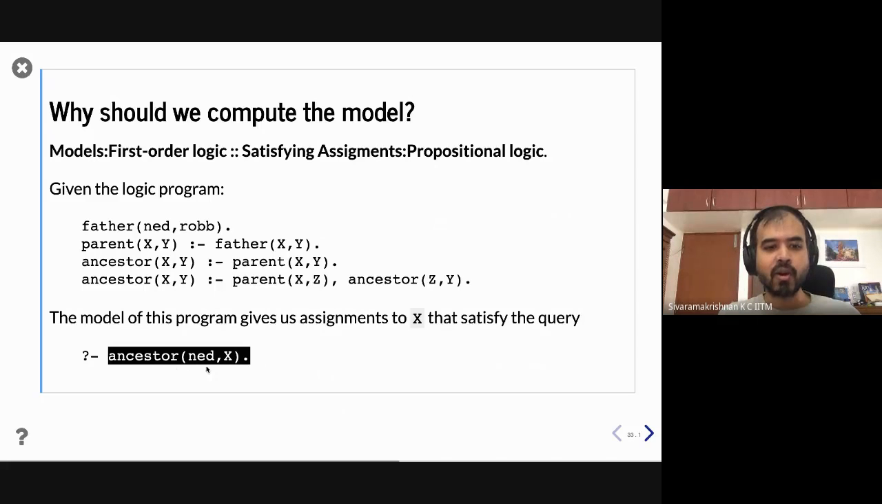What are all the assignments that we can give to X here in this query that are true in the model of this logic program, right? So the fact that we have models is what is allowing us to answer queries in a Prolog program. Okay, so that's the key intuition that I want you to take from this logical foundations lecture.